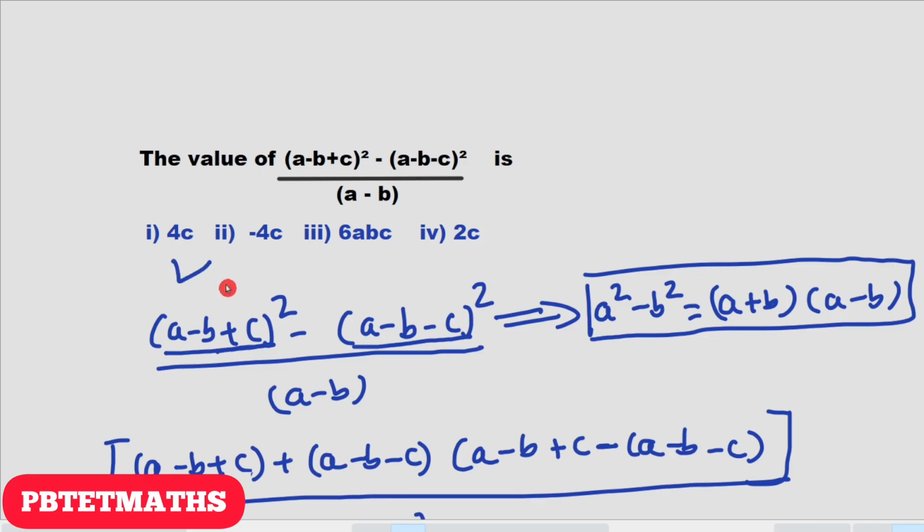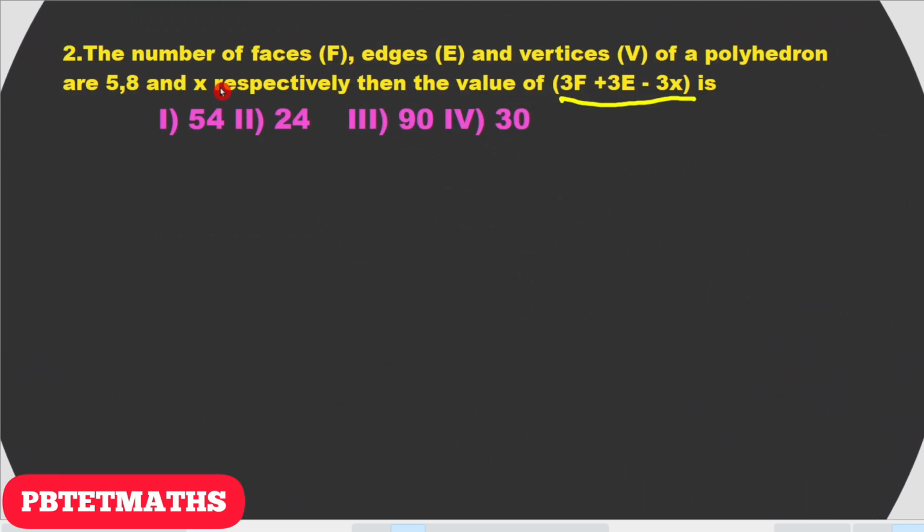That is the solution. Let's move on to the second question. Here in the second question, it is given that the number of faces, edges and vertices of a polyhedron are 5, 8 and x respectively. Then the value of 3f + 3e − 3x is, we have to select the correct option among these four options.